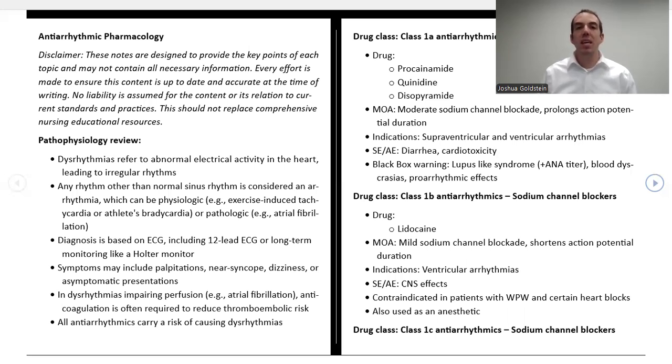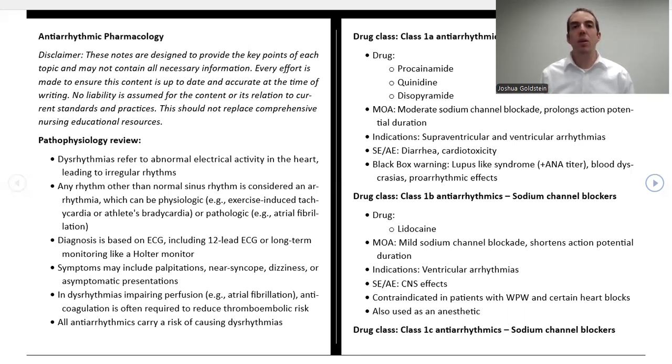Symptoms of a dysrhythmia can be all over the place because there's so many different dysrhythmias. However, the most common things that you would see certainly on an exam would be things like palpitations, near syncope, where the person feels like they're going to pass out, dizziness, or in most cases, they're completely asymptomatic. In a dysrhythmia that impairs perfusion, specifically atrial fibrillation, these patients are almost always going to also be put on an anticoagulant. And that's an important pharmacology point to know and certainly fair game for a nursing school test.